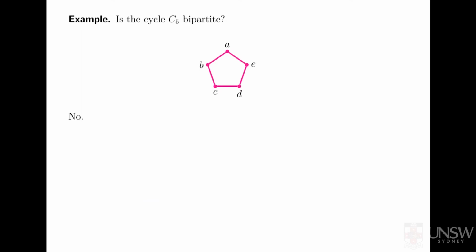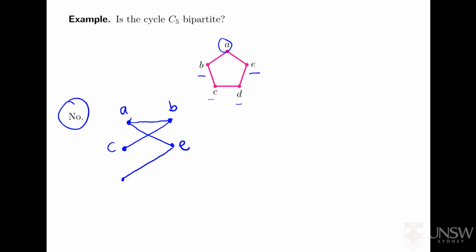The next example, asking whether the cycle C5 is bipartite, although we've sort of given away the answer here, it's not, but let's see why that isn't bipartite. So we'll try the same sort of argument as before. Let's put vertex A on the left, and its neighbours are B and E, so they would have to go on the right. Now B is adjacent to C, so C would have to go on the left. And E is adjacent to D, so D would have to go also on the left.